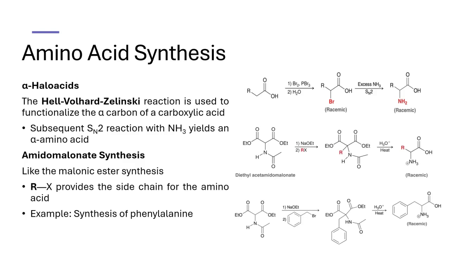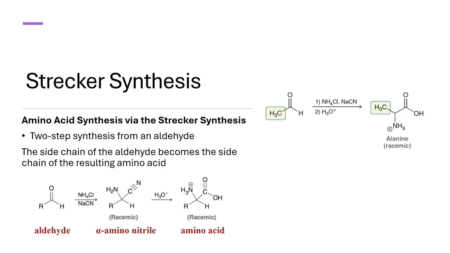The Strecker synthesis. Amino acid synthesis via the Strecker synthesis. This is a two-step synthesis from an aldehyde. The side chain of the aldehyde becomes the side chain of the resulting amino acid.